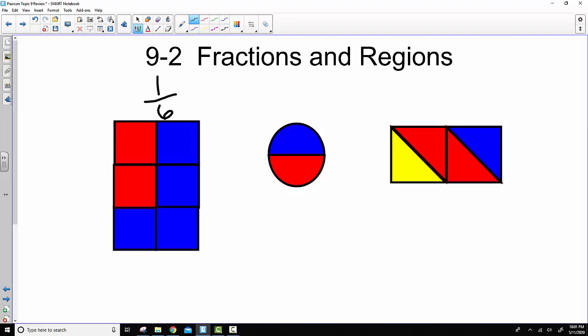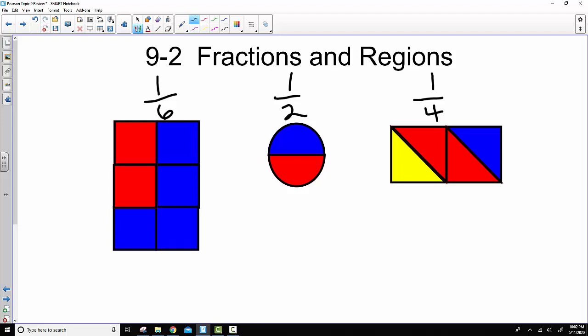Next, we have a circle. It's divided simply into halves. 1 part is 1/2 of the region. So a unit fraction, again, has 1 in the numerator position, and the number of parts determine the denominator. Looking at our final figure on this page, we see that this figure is divided into 4 parts. So each part represents 1 of the 4 parts of this rectangle.